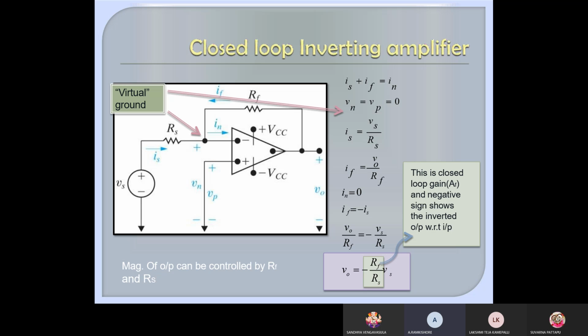So here we see the closed loop inverting amplifier. Here we have the source, so when it says inverting, then we have to apply the input to the negative terminal. If it says non-inverting, we have to apply the input source to the positive terminal.